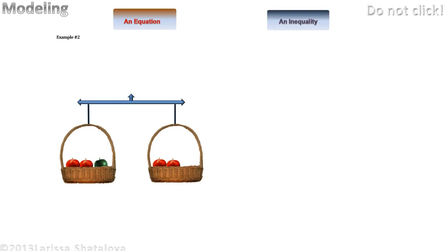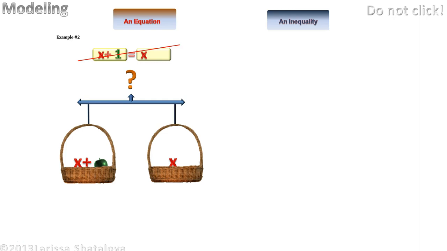Modeling for example number 2. If we have 2 baskets and the left basket has 3 apples and the right basket has 2 apples, it's clear that these 2 baskets can't be in balance. This is why, if we replace 2 red apples by x, then we will have the equation x + 1 = x. And this equation is wrong because it represents a wrong situation from the beginning. So we assume that this equation wouldn't have a solution.